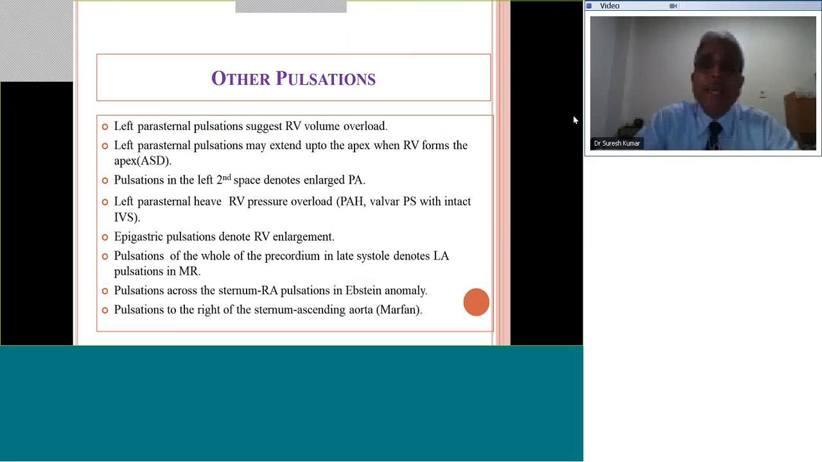Left parasternal pulsations may extend up to the apex when the RV forms the apex. Pulsations in the left second space denotes enlarged pulmonary artery. Left parasternal heave denotes an RV pressure overload due to pulmonary arterial hypertension, valvar pulmonary stenosis with intact atrial septum. Epigastric pulsations, especially well seen in infants, denotes RV enlargement. Pulsations of the whole of the precordium in late systole denotes LA pulsations in mitral regurgitation, when the whole heart is rocking. Pulsations across the sternum, but not very forceful, that's a feature of RA pulsations in Epstein's anomaly. Powerful pulsations to the right of the sternum denotes aortic pulsations in Marfan syndrome, ascending aortic aneurysm.